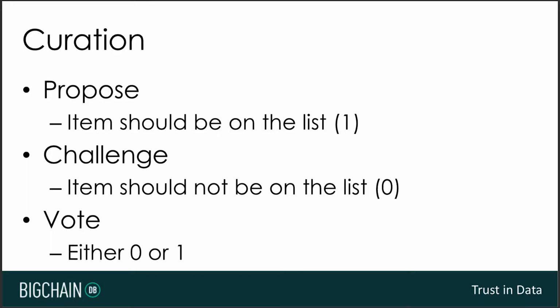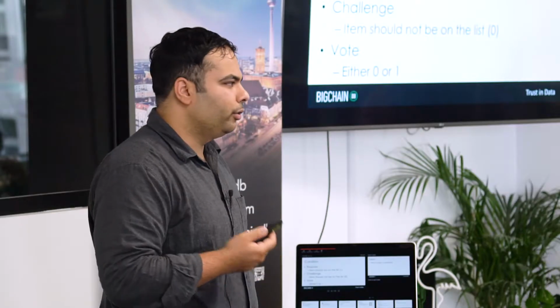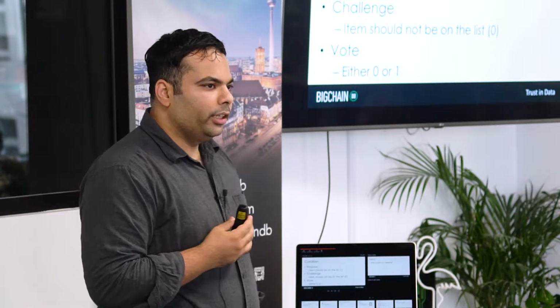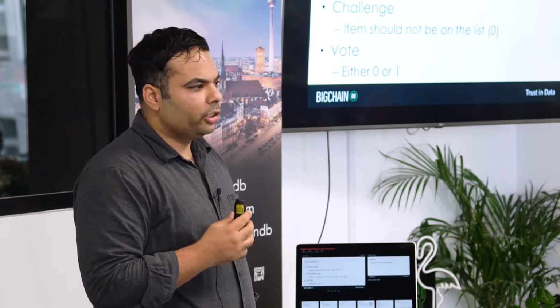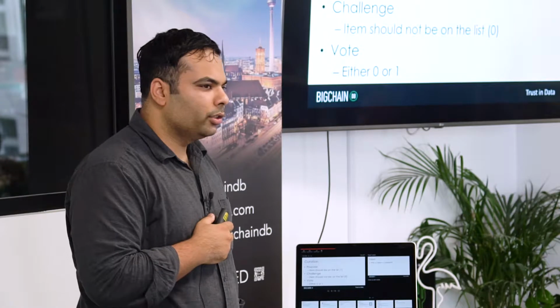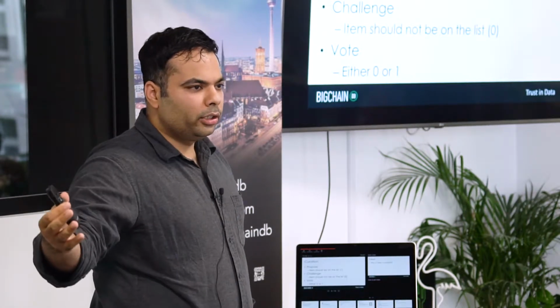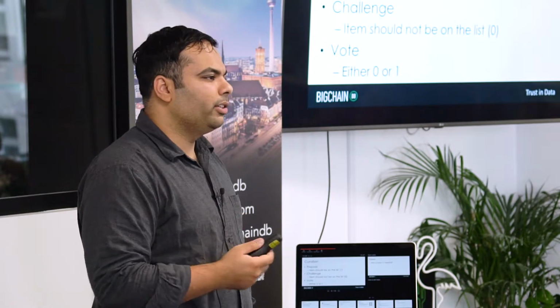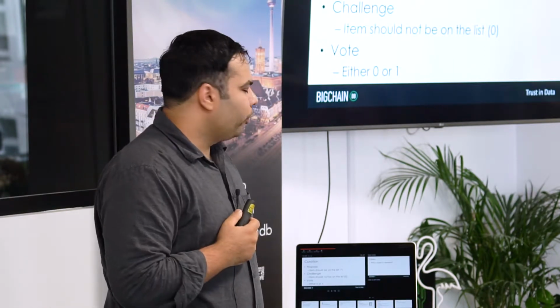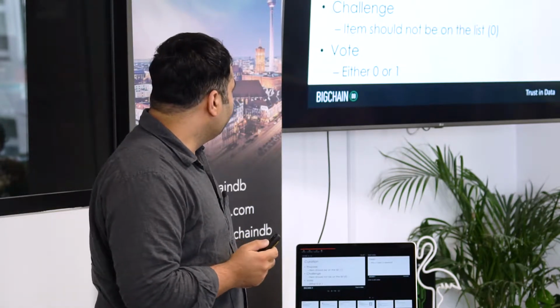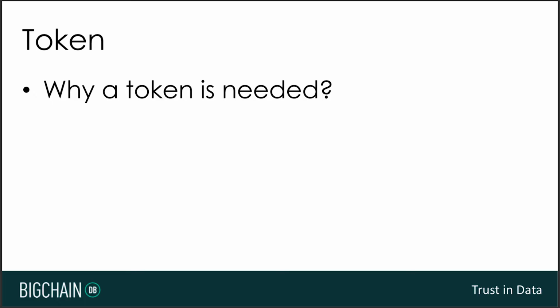Then you have challenges. While you are proposing something that should be on the list, there will be people who will not be agreeing with you, and they might want these items not to be on the list. So that's where challenge comes into the picture, that this item should not be on the list. This is the 0 side of the binary listing. And finally, voting. The rest of the community members can come in and support either 1 or 0 by their votes, that I support this item should be on the list, or I don't support that this item should be on the list, and that's basically a vote. All of these require stake, and that's where the token comes into the picture. So to do anything, you need tokens.